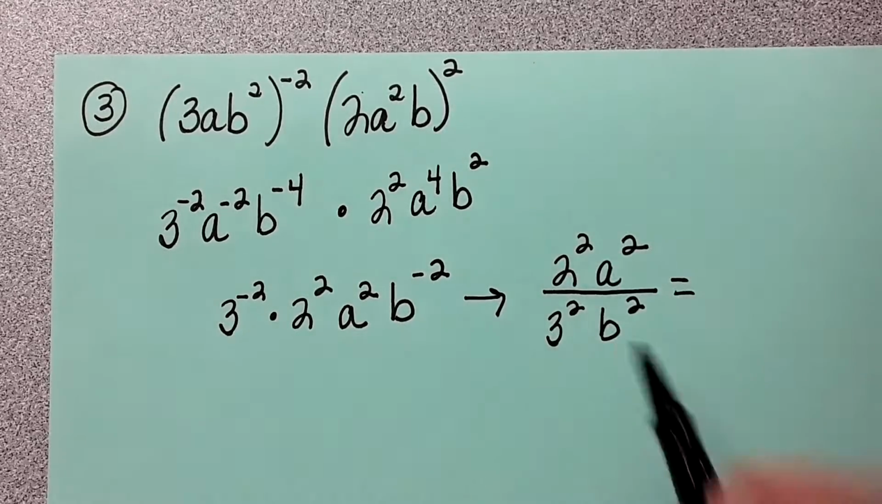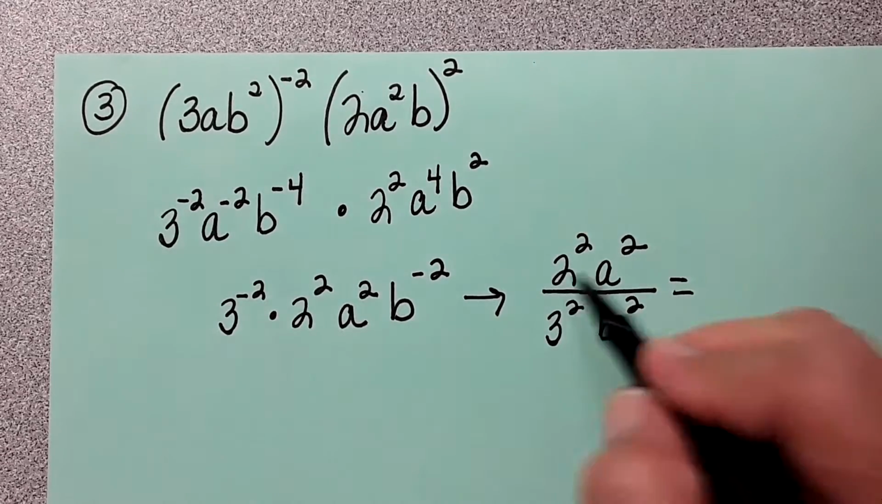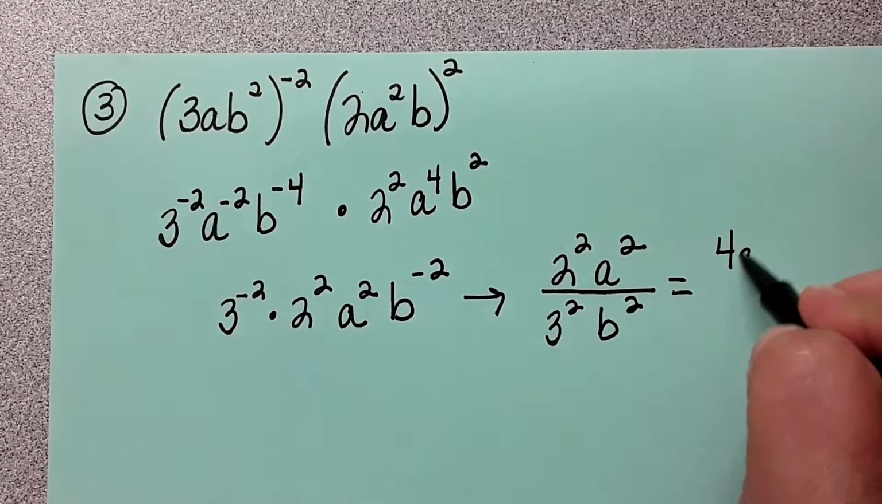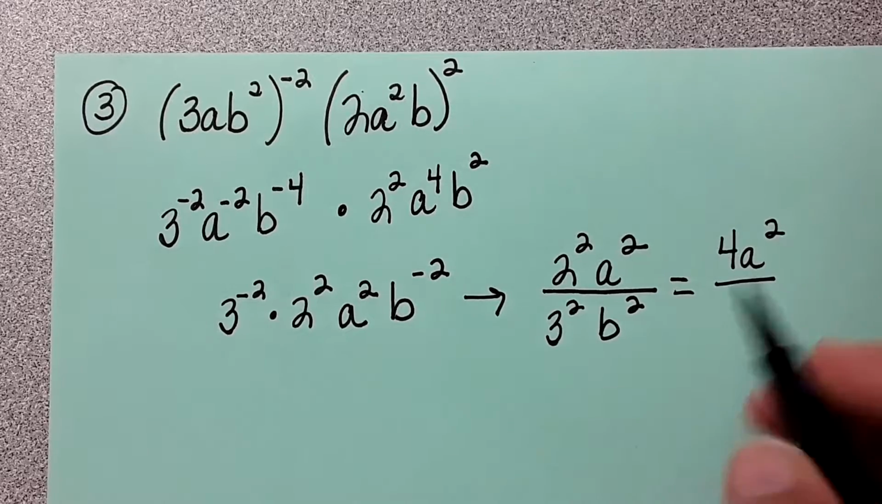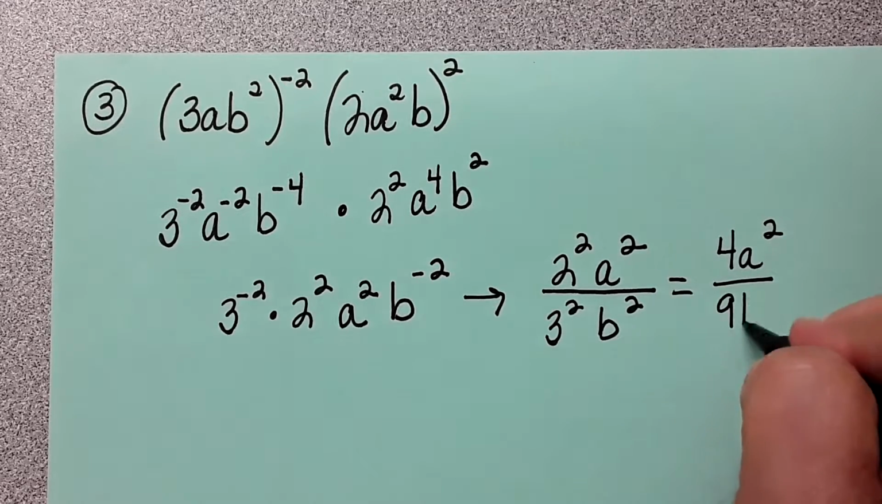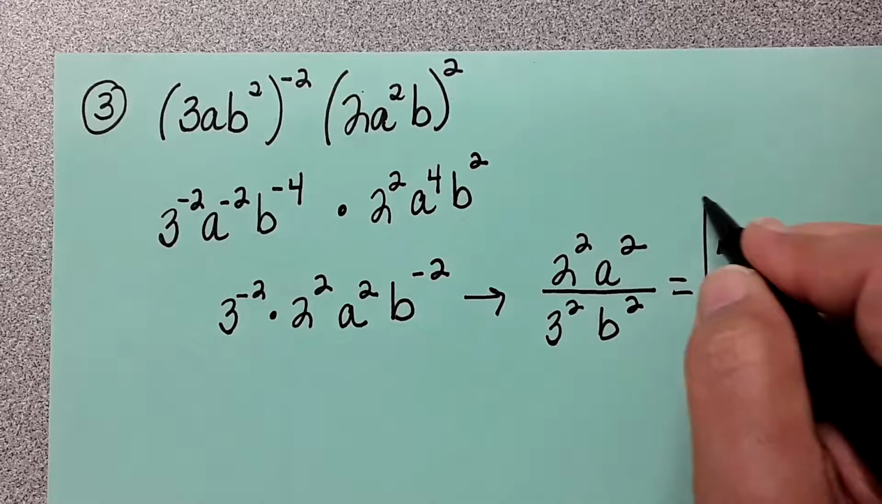And now we can take care of those numbers. 2 squared is 4a squared. 3 squared is 9b squared. And that is your final answer.